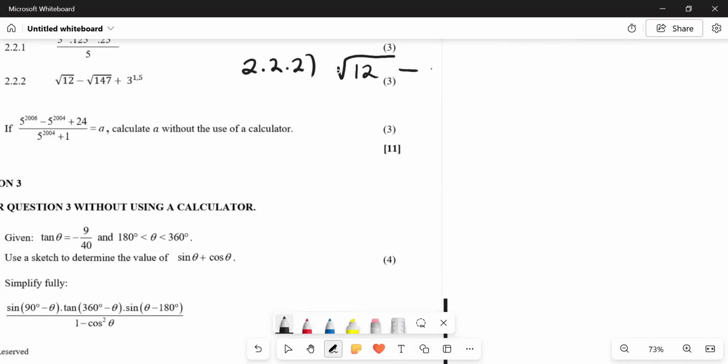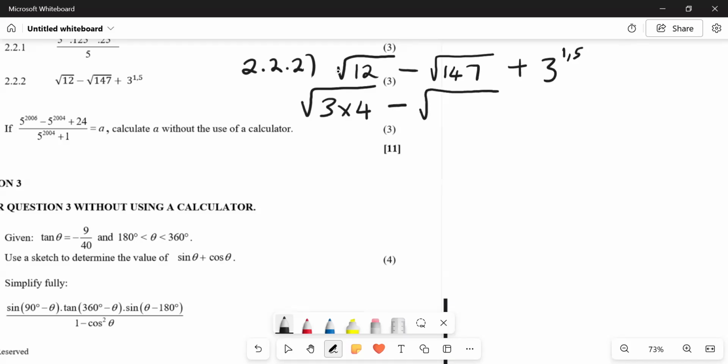And then, this one we can't break down for now. So let's start with 12. Prime number is 3, perfect square, that's 4. Now, for the 147, perfect square, that's 49. Prime number, that's 3. Plus, let's change this from exponential to surd form. So this is the square root.